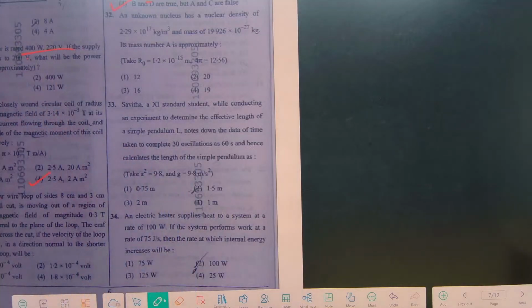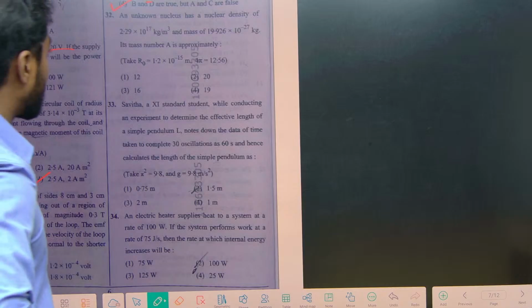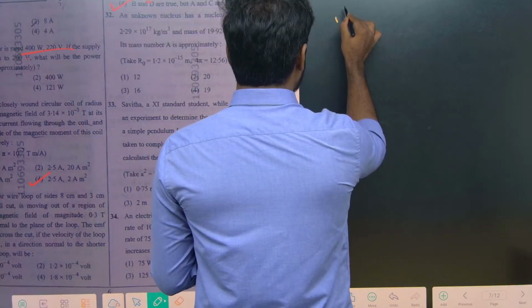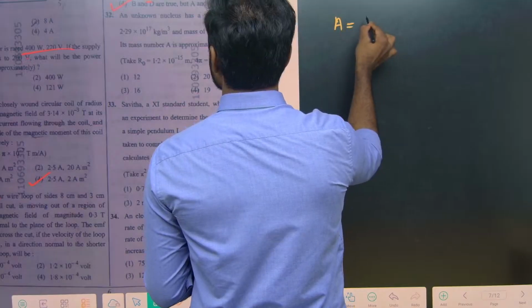So the second question: an unknown nucleus has a nuclear density 2.29 × 10^17 kg per meter cube and mass of 19.926 × 10^-27 kg. Its mass number A is approximately. So I need to find how much A is.